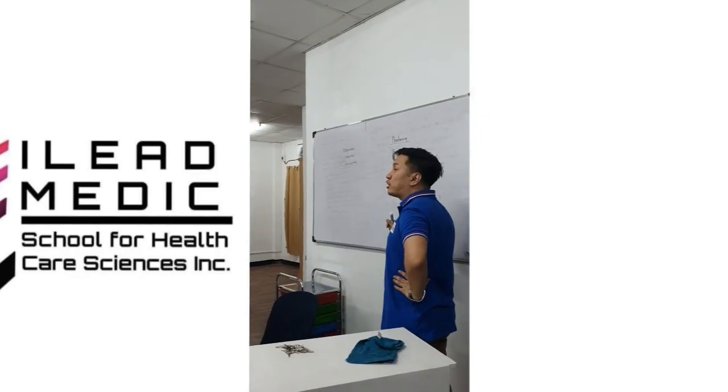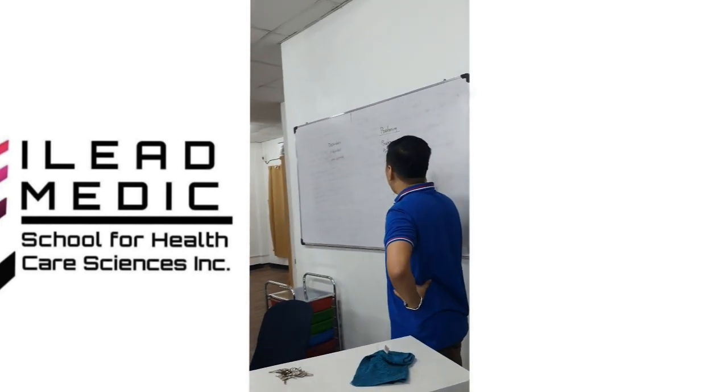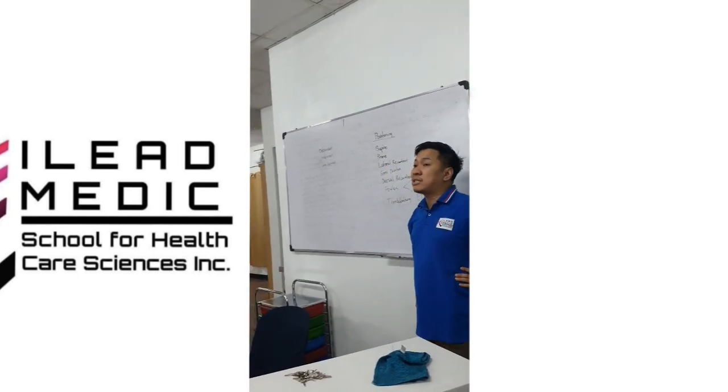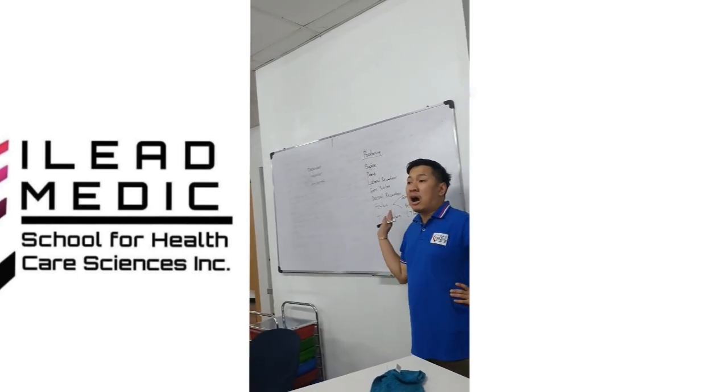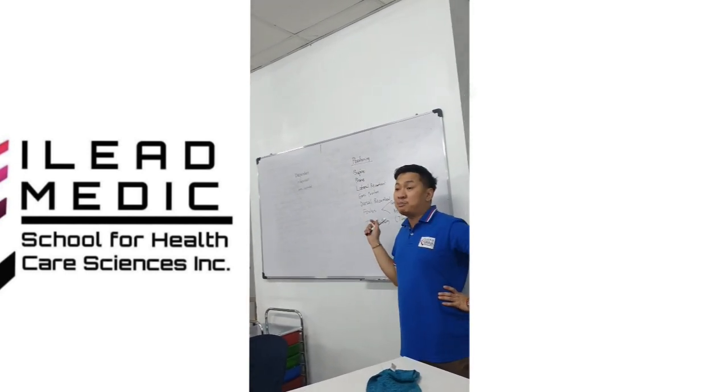These are the different positions. We have your supine, prone, lateral recumbent, your Sims position, your dorsal recumbent, your Fowler's, and your Trendelenburg. So now what I'm going to do is demonstrate what these positions are and how we change the patient in this position.